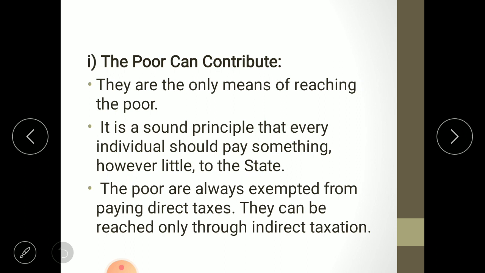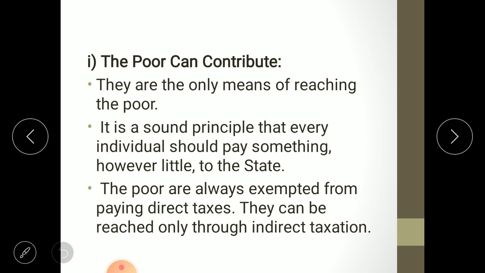In direct taxes, government cannot reach the poor. The poor are always exempted from paying direct taxes. They can be reached only through indirect taxation. As I told you earlier, in income tax in our system, the Indian economy also, we have an exemption limit up to 5 lakh of rupees, and generally they are considered as a poor class. So in direct taxes, poor are exempted, and so it is only indirect taxes which are left for government to reach the poor.